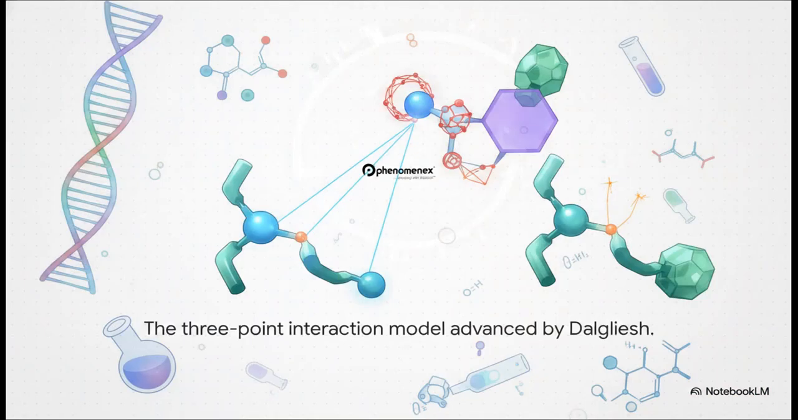This process is perfectly captured by the Dalgliesh three-point interaction model, a totally foundational concept in chiral recognition. For a successful separation, you absolutely need at least 3 simultaneous interactions between the chiral selector and your target enantiomer. We're talking dipole stacking, hydrogen bonding, pi-pi interactions, or steric hindrance. Ultimately, only one of the enantiomers is going to have the precise 3D geometry to make all 3 connections perfectly, locking it in place for just a fraction of a second longer than its twin.